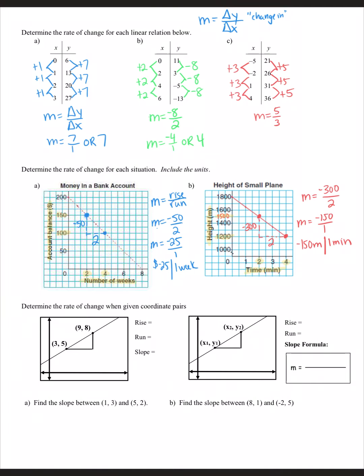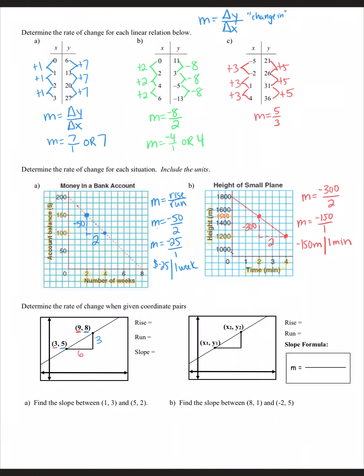All right, in this next example, we're going to try to determine the rate of change when we're given coordinate pairs. When we're actually given the coordinates on the graph, we're going to see if we can come up with a formula that will always work, so we don't have to actually put it on the graph. If we look at this graph, we have to determine our rise and our run. Our rise went from 5 to 8, so it looks like we have a rise of 3, and our run went from 3 to 9, which means we have a run of 6.